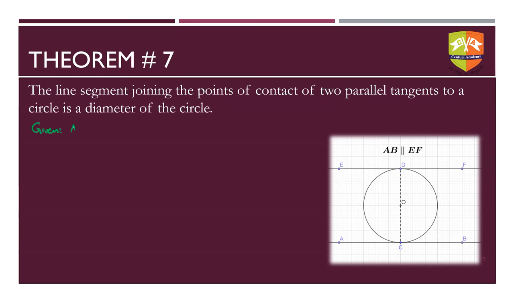Given that AB is parallel to EF and they are tangent. AB and EF are tangents to the circle. Okay, this is given, right? And we have to prove DC is the diameter. And what are D and C? D and C are the points of contact.